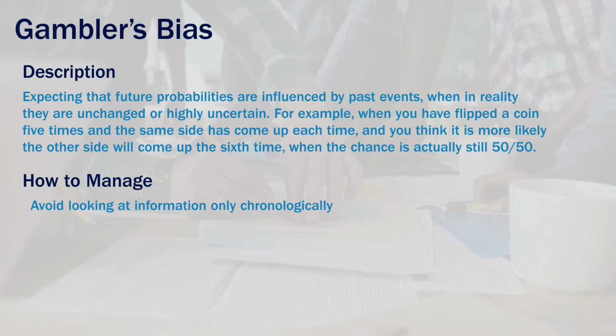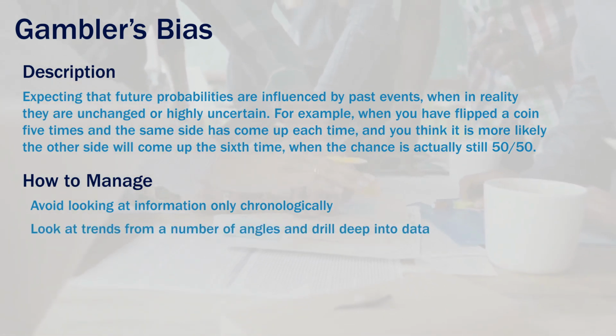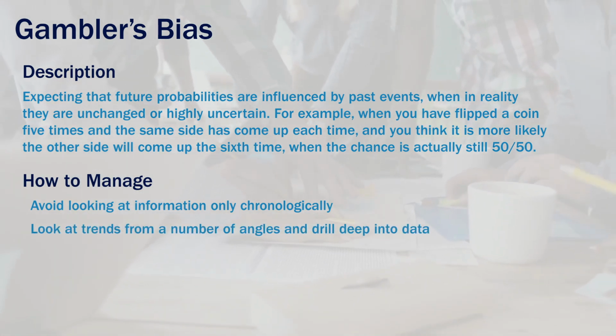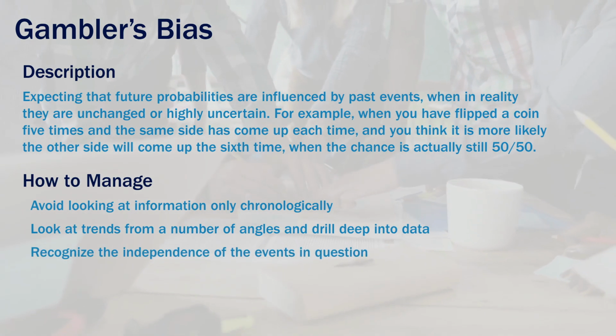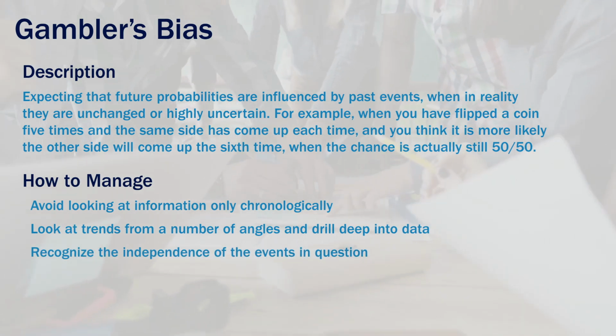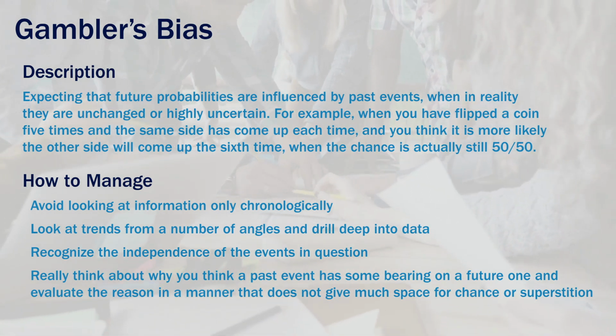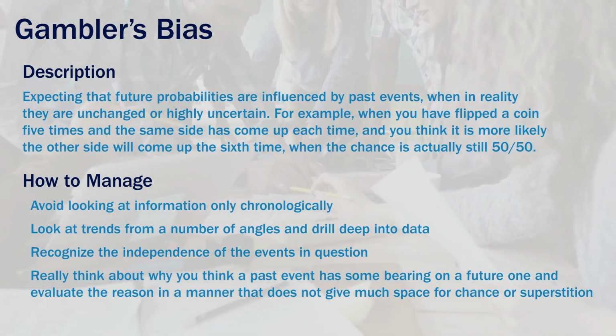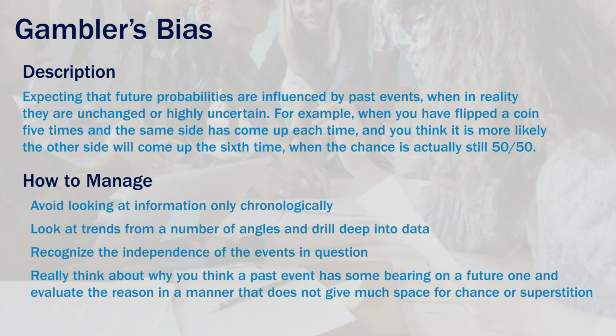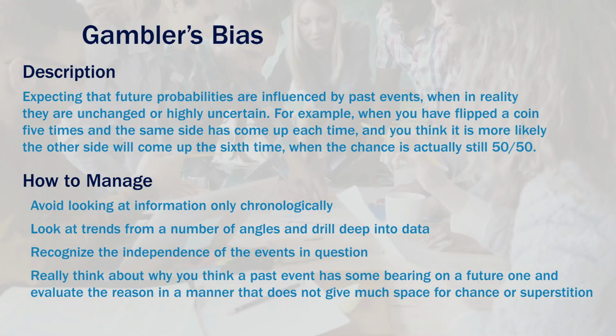How to manage. Avoid looking at information only chronologically. Look at trends from a number of angles and drill deep into data, recognizing the independence of events in question. Really think about why you think a past event has some bearing on a future one, and evaluate the reason in a manner that does not give much space for chance or superstition.